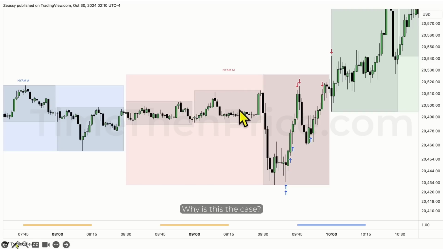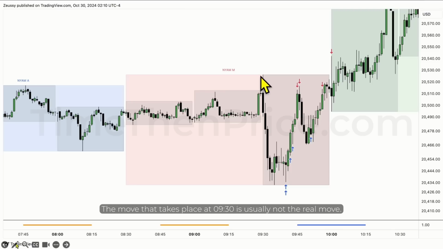Why is this the case? Well, we know that there's high impact news at 10 a.m. Therefore, what we can anticipate is that at 9:30, when the regular trading hours open, we are going to see a volatility injection take place. The move that takes place at 9:30 is usually not the real move. Therefore, this is manipulation towards the downside. At 10 o'clock, we see that high impact news taking place, and that is the beginning of the real distribution higher.